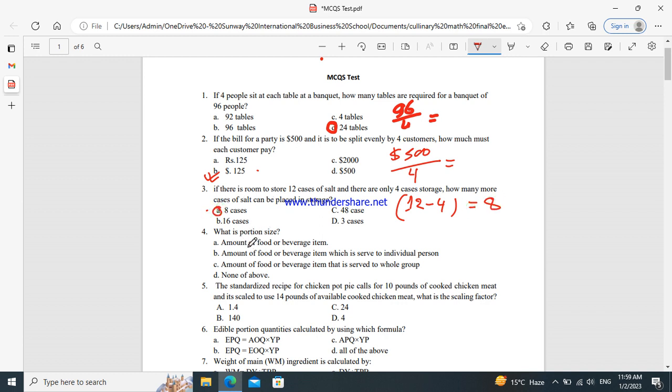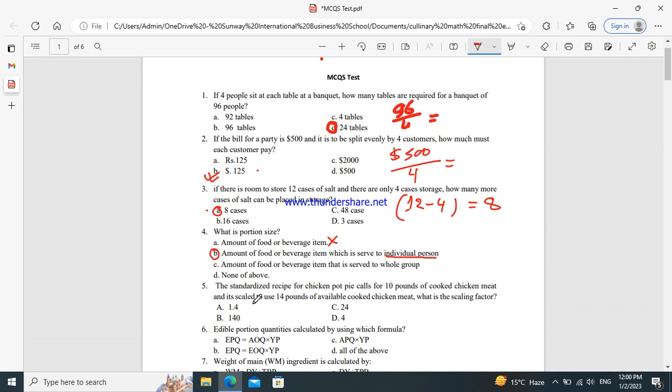Okay, and next one, what is portion size? Portion size, this is a theoretical question. Amount of food or beverage items which is served to individual persons, or amount of food or beverage items that is served to a whole group. This is the confusion between two options. Therefore, the correct option is option B. They involve individual person. Okay.